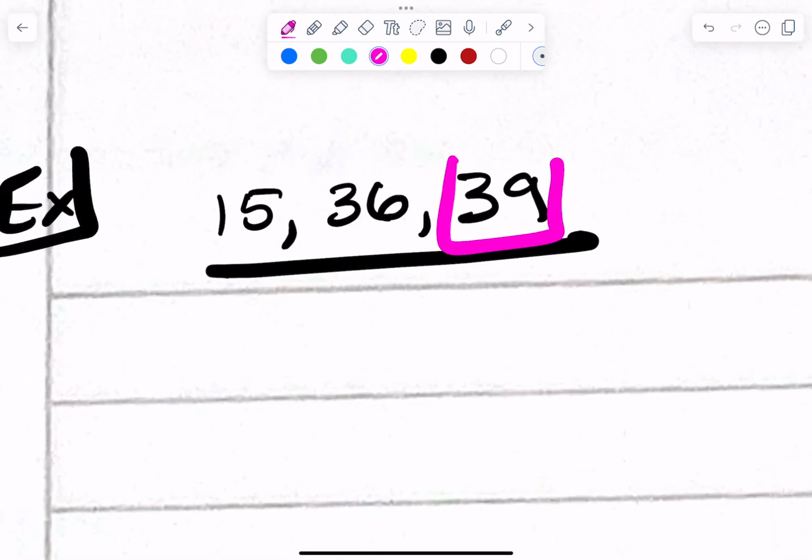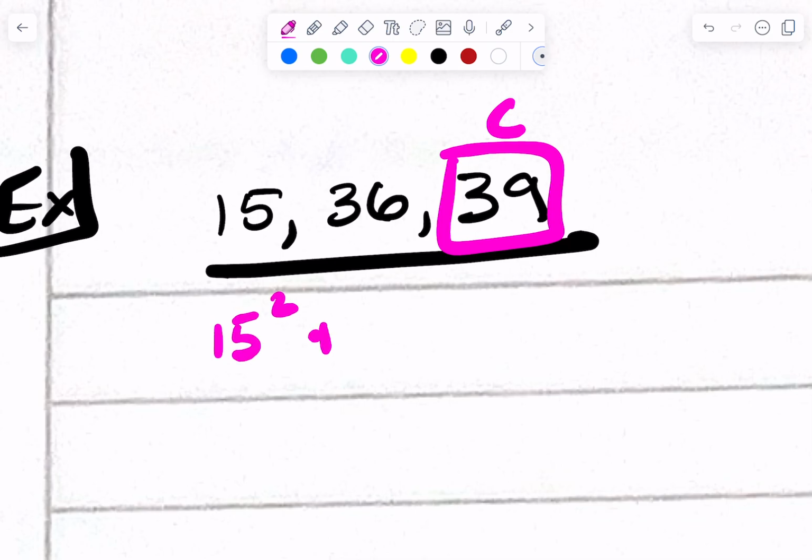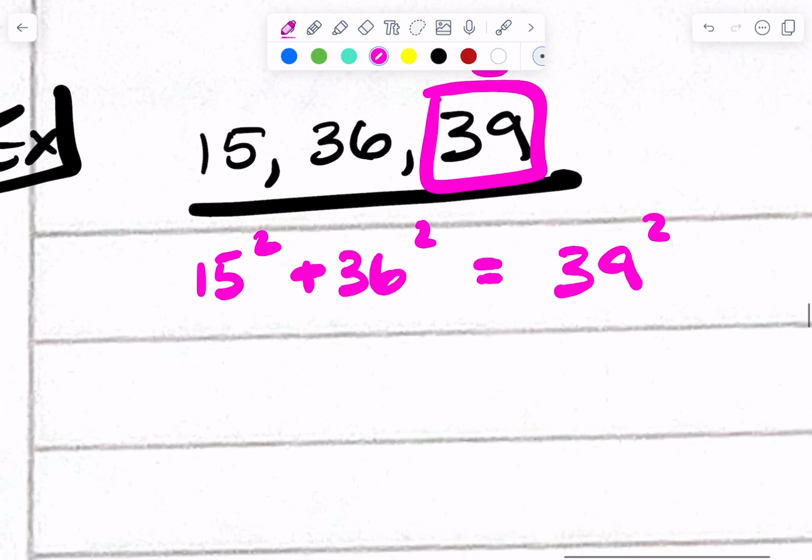So in this case, my side C is the one that they list last, but be careful of that because sometimes they won't list them in the correct order. Okay, so in this case, 15 squared plus 36 squared should be equal to 39 squared if it's a right triangle. Yeah? 15 squared is 225. 36 squared is, I don't know.